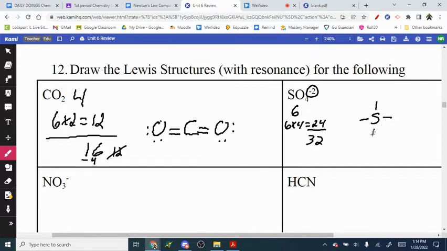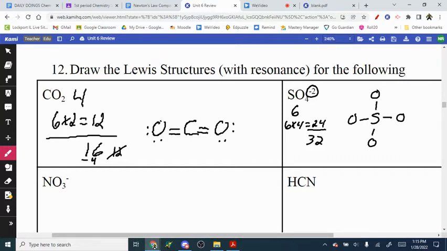All right, the S goes in the middle because it is listed first and because there's only one S. We put our oxygens around there. Also, I should have said this earlier, but carbon goes in the middle for the previous one over here because number 1, carbon always goes in the middle. Number 2, there's one of them. And number 3, it is listed first. Okay, so we have S and 4 O's.